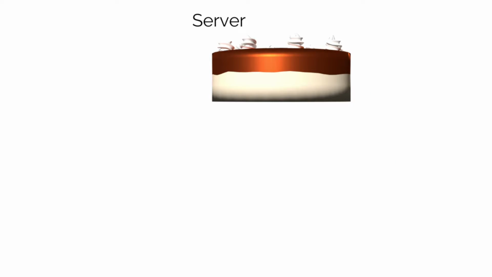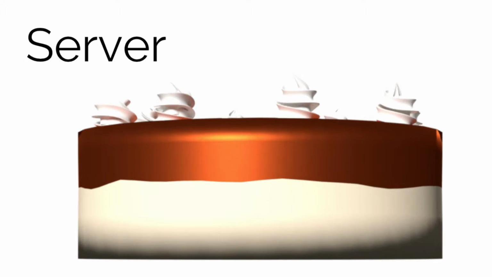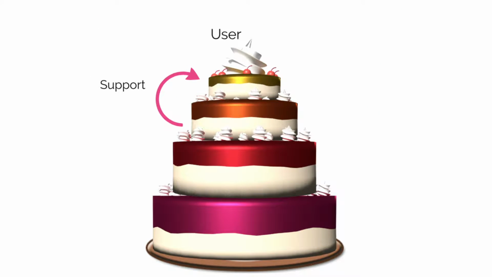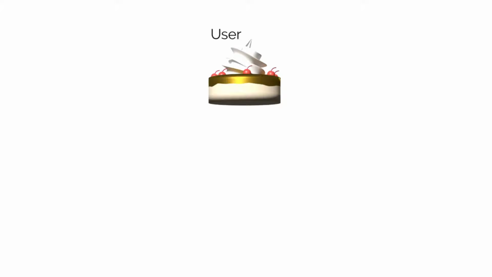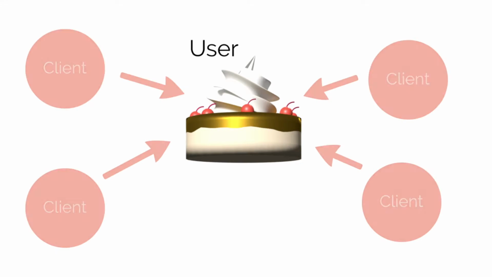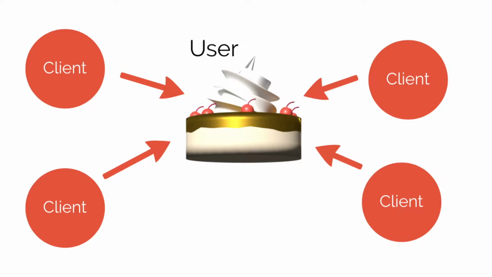The server layer is a server virtual machine that provides virtual storage space and support for the user layer. The user layer is a user virtual machine that consists of data and services that are used by various clients.